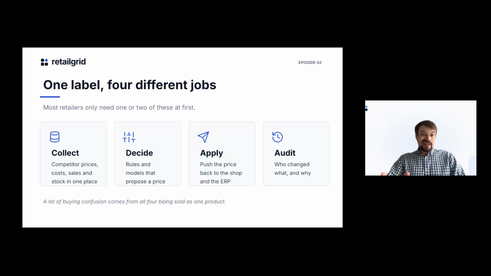And last but not least, as soon as I'm doing it on a regular basis, like daily or weekly, I somehow need to audit. So when I changed the price, why I did this, who really did it. So that's the process in components, right?